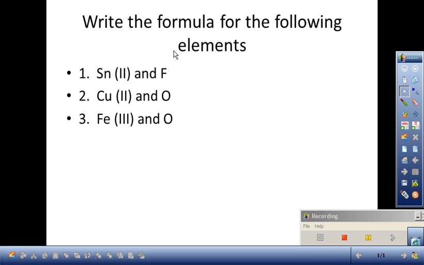Go ahead and use the crisscross method for these guys. Notice the first one is always going to have the charge. The second one, you've got to figure it out yourself. So pause it, finish this, and move on.